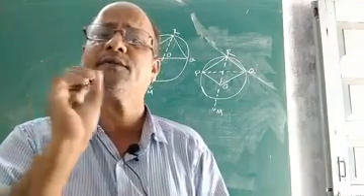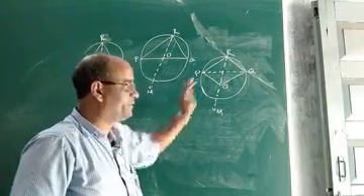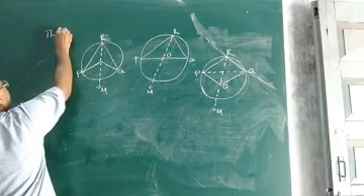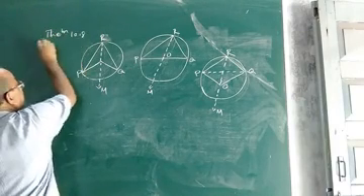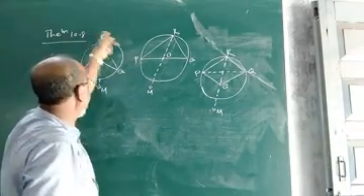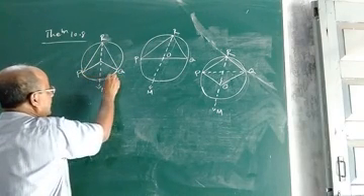So what is the statement of theorem 10.8? See, I have drawn three figures. Theorem 10.8. So what is the statement? Look at the first figure. There are three figures I have drawn. Look at the first figure. In this figure, PQ is an arc.